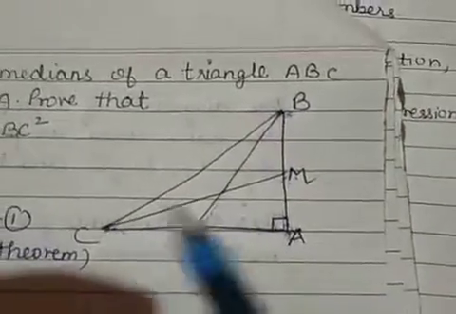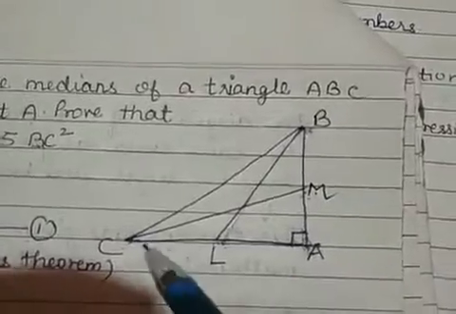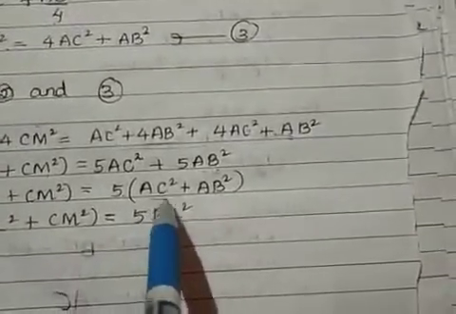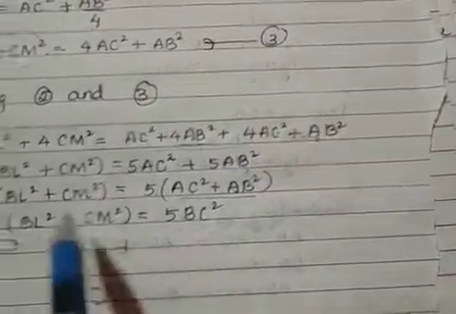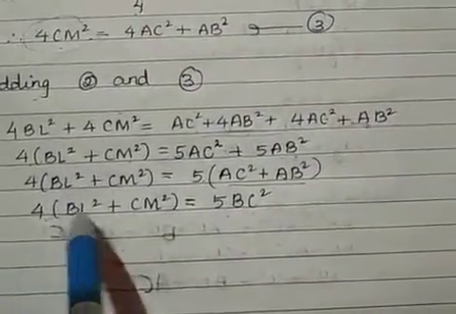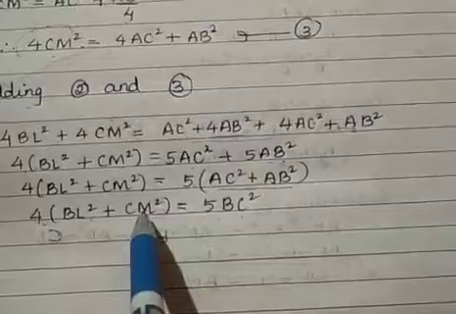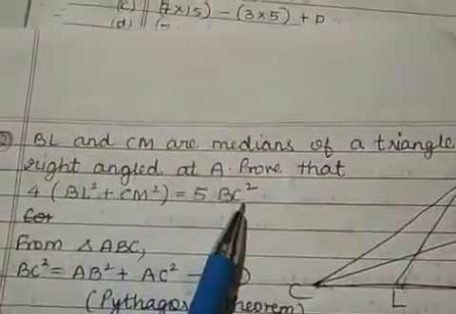What is AC square plus AB square? AC square plus AB square is BC square, correct? So this I can substitute as BC square. So we get 4 times BL square plus CM square is equal to 5 times BC square, and this is what we had to prove.